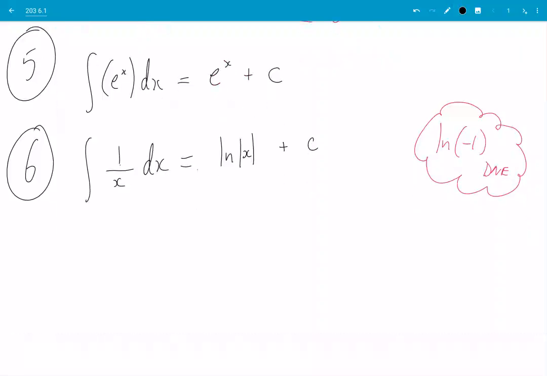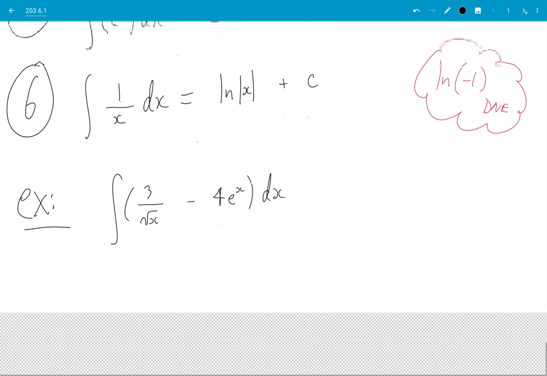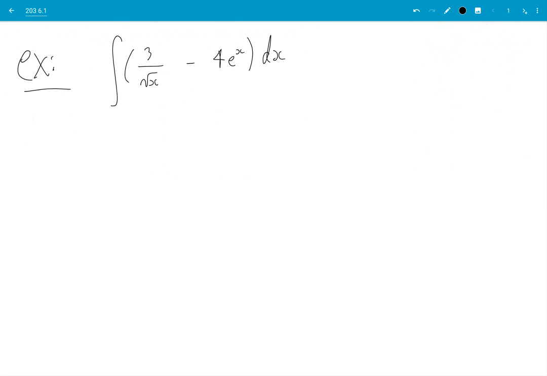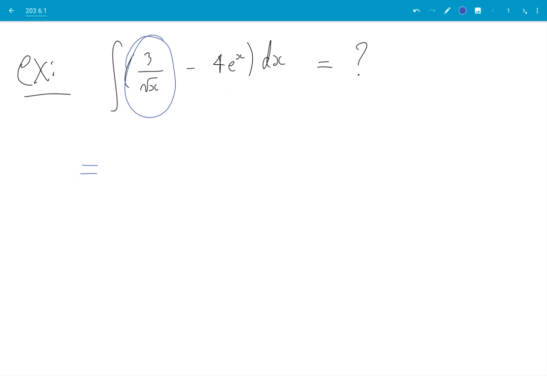All right, let's apply these rules with some examples and exercises. Example: the indefinite integral of 3 over root x minus 4 e^x dx. Let's do that. So the question is, what does this equal? Okay, this should be okay here. The 4 e^x dx, this is strange.